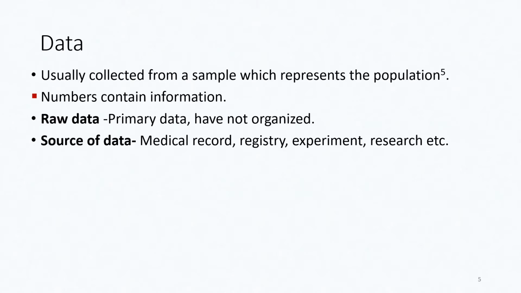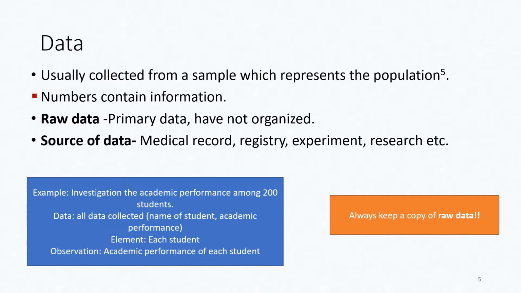Before you start to do biostatistics, you need to know some terminologies. Data. What is data? Data is usually collected from the sample, which represents the population. Raw data means primary data that have not been organized. You can get the data from medical records, registries, experiments, and research. Remember, always keep a copy of raw data.